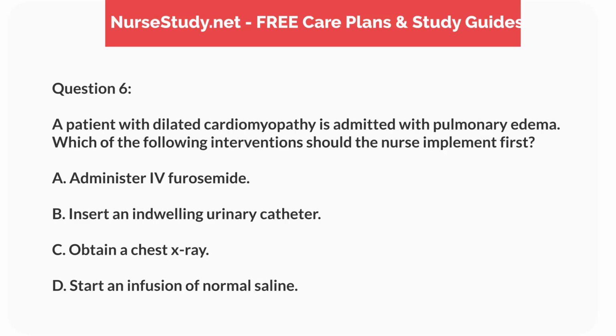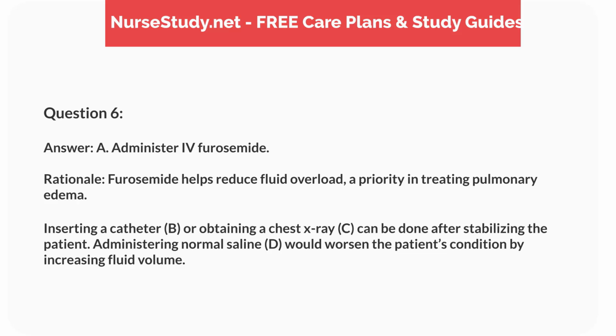Question 6. A patient with dilated cardiomyopathy is admitted with pulmonary edema. Which of the following interventions should the nurse implement first? A. Administer IV furosemide. B. Insert an indwelling urinary catheter. C. Obtain a chest X-ray. D. Start an infusion of normal saline. Answer, A. Administer IV furosemide.